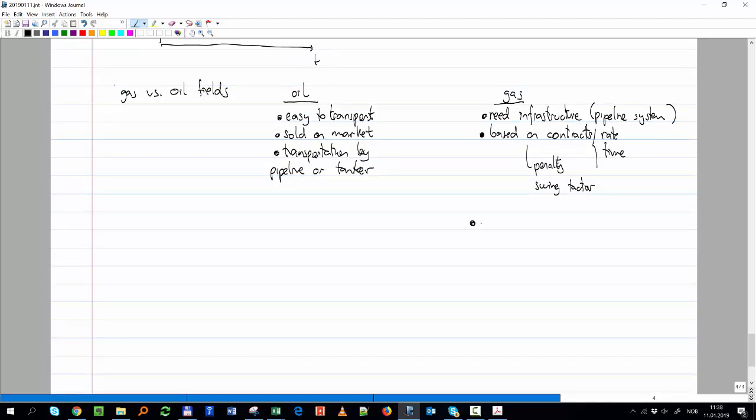Just note here, there is the case for LNG, liquefied natural gas, where I try to make the gas liquid, to make it more oil-like, such that I don't depend on an infrastructure, I don't depend on a pipeline, and I can sell it just on the market, okay? The only problem is I need an LNG plant in the field, which is usually very costly. And also I need a receiving terminal, an LNG receiving terminal.